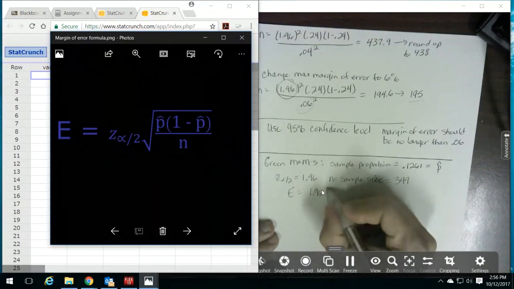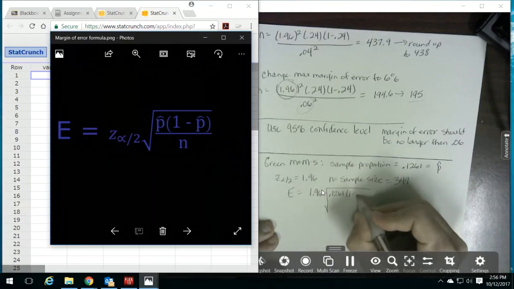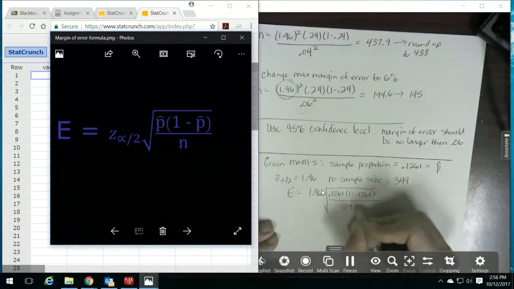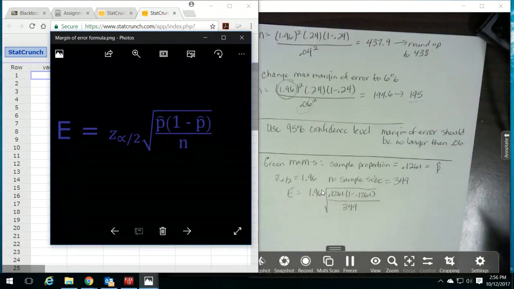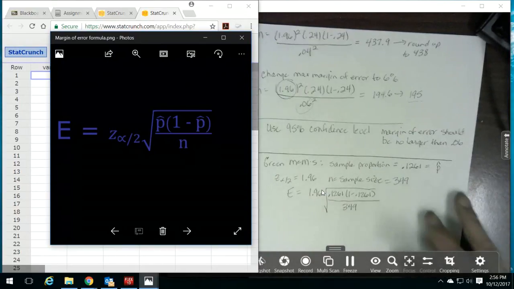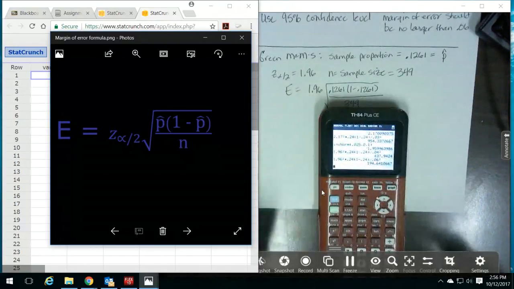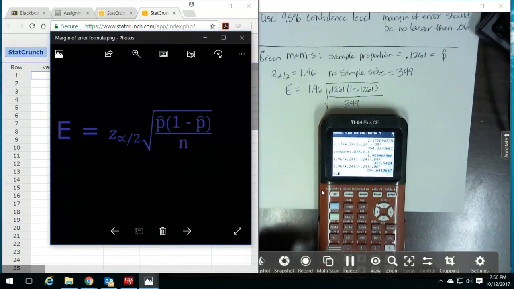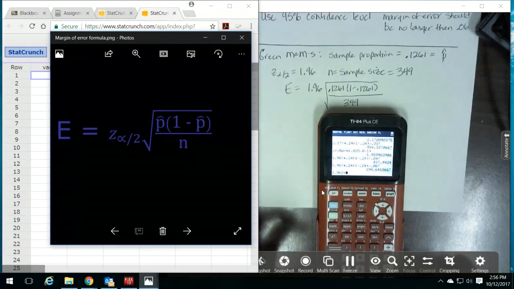So I have the 1.96 there, 0.1261 here, 1 minus 0.1261, and then divided by my sample size. One thing about this, when you're calculating this, is that the sample size, the n, actually goes underneath the square root. So when I put this in my calculator, I'm going to put it in just like that, all in one step. That way I don't have to worry about how much to round. So I've got the 1.96 and then the square root.